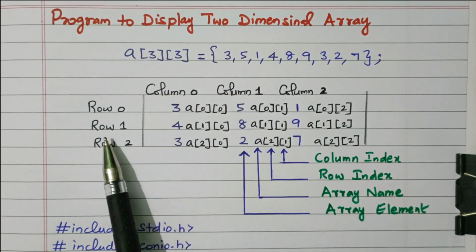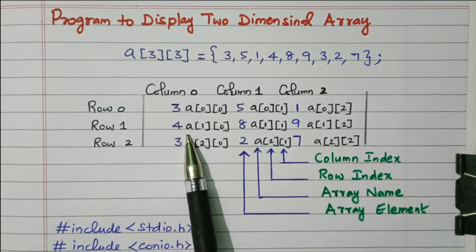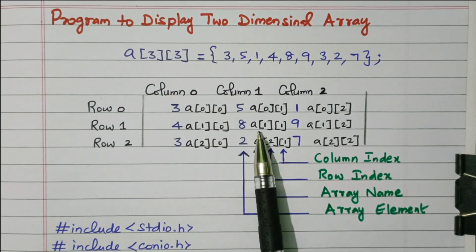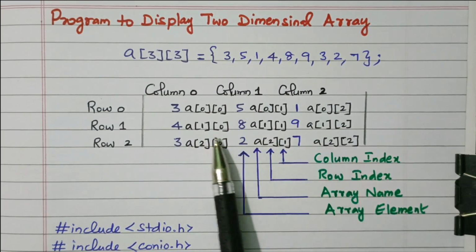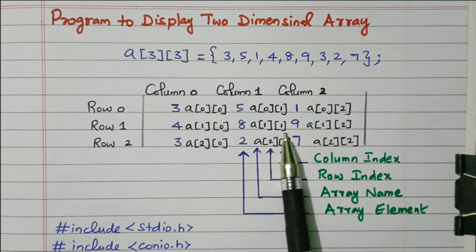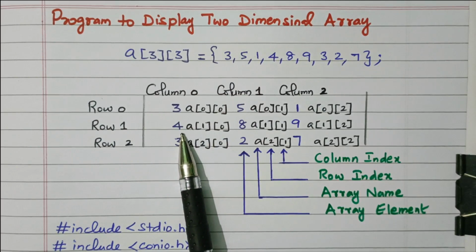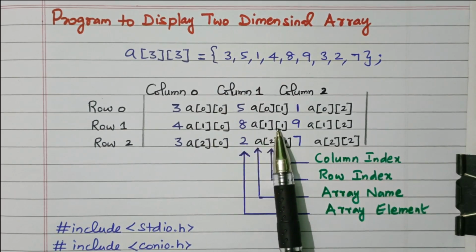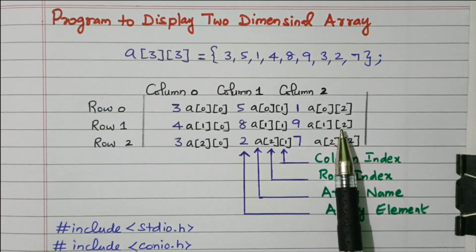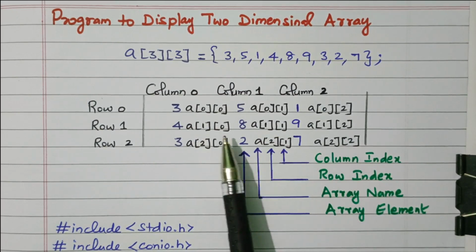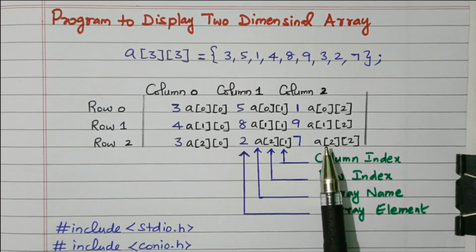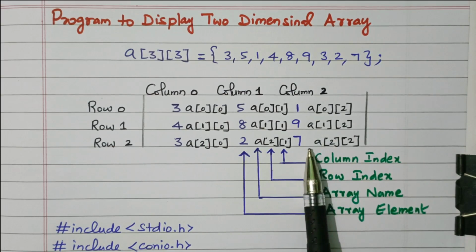So after that we'll go to the second row, row 1. This number 4 is assigned here, A of 1, 0. Here 1, 1, 1, 2. So this 1 refers to the second row. All are available in the second row. In that, this is available in the first column, 8 is available in the second column, 9 is available in the third column. So 1, 0, 1, 1, 1, 2. That refers to the second row with columns 1, 2, 3.